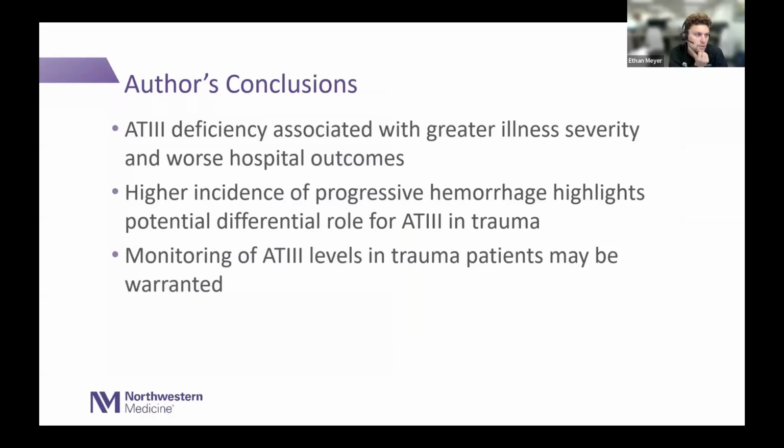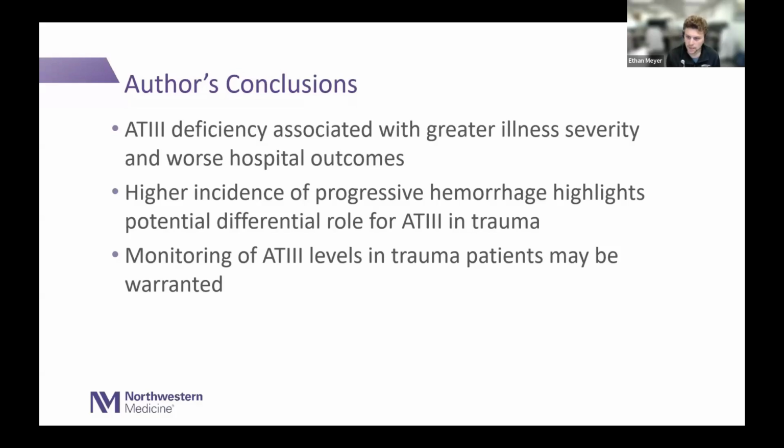So the authors' conclusions were that antithrombin 3 deficiency was associated with greater illness severity and worse hospital outcomes. Higher incidence of progressive hemorrhage highlights a potential differential role for antithrombin 3 in trauma. When presenting the background, I talked about an increase in thromboembolic events, but they showed increased thrombohemorrhagic events.